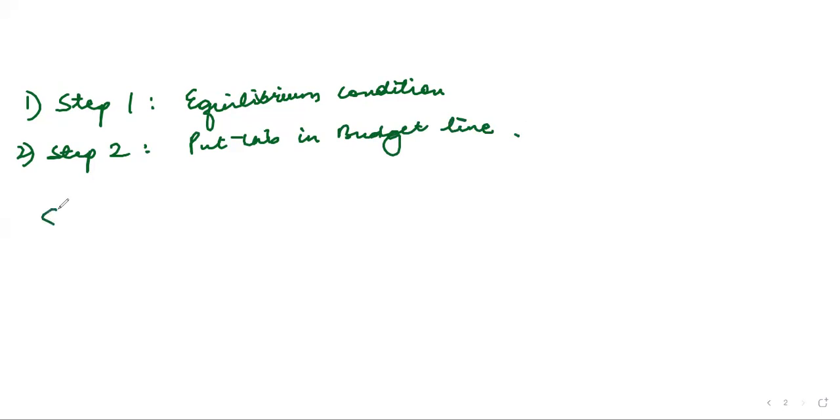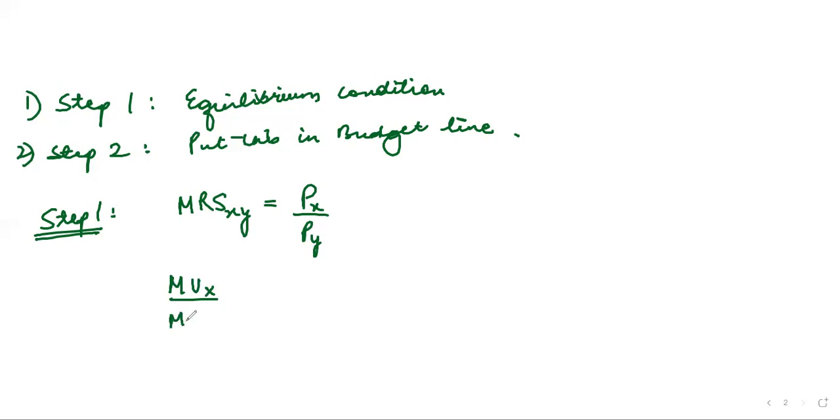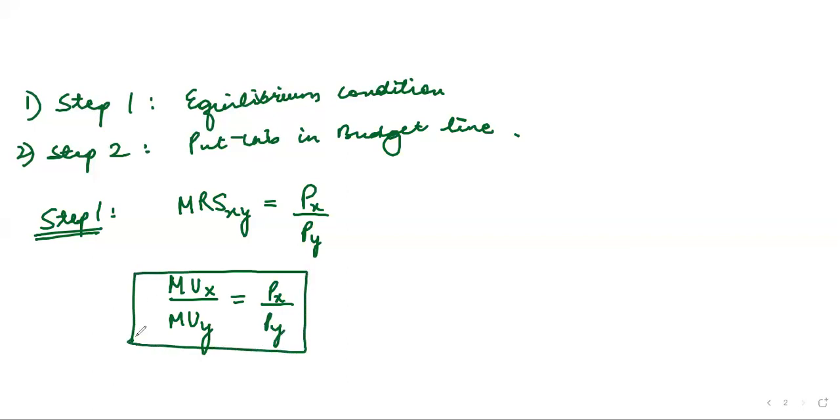Okay. So step 1 is my equilibrium condition. My equilibrium condition is where MRS is equal to PX by PY. So the slope of the indifference curve is equal to the slope of the budget line. MRS XY is MUX by MUY. This is equal to PX by PY. MUX is the marginal utility of good X, which is nothing but how utility changes when good X changes, upon how utility changes when good Y changes. This is equal to PX by PY.